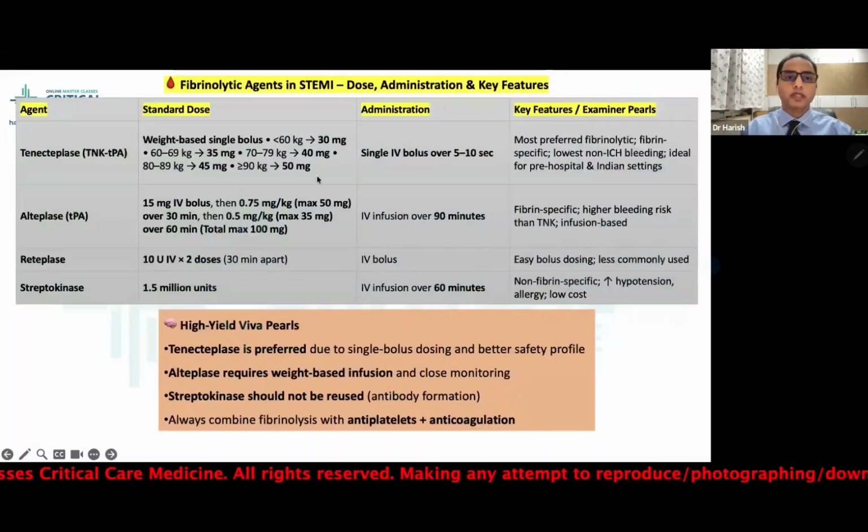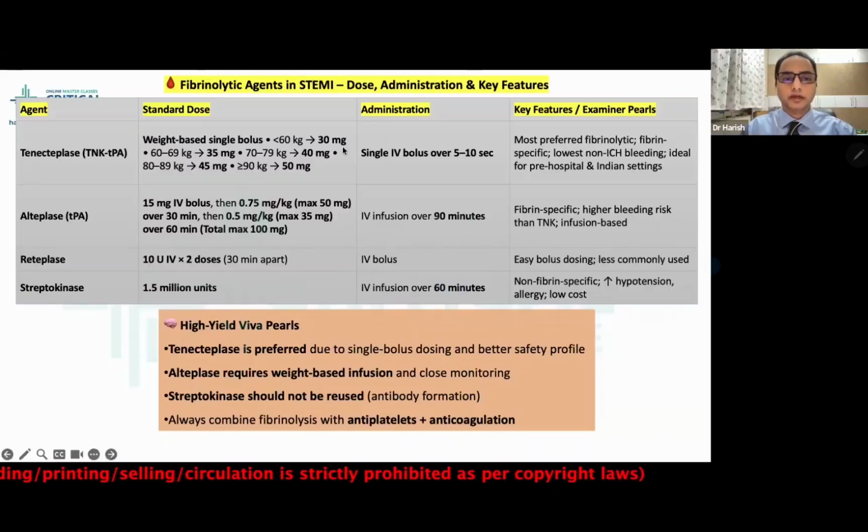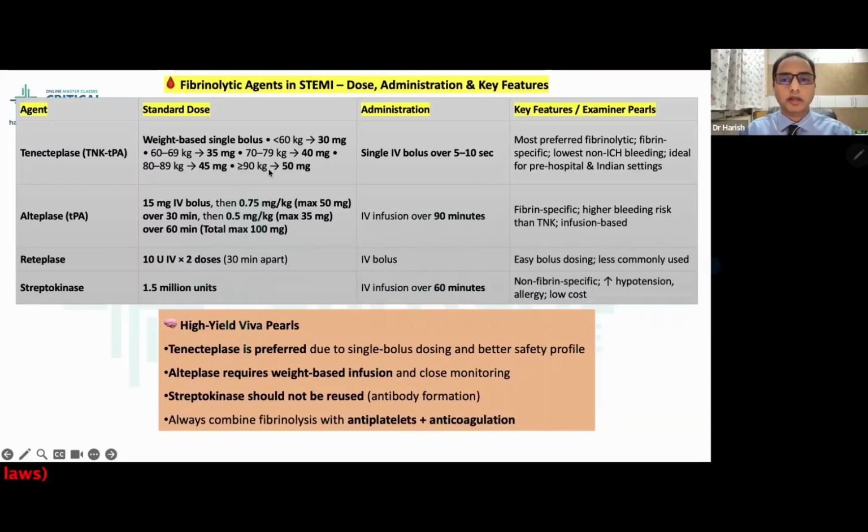Okay, so these are the therapeutic options for thrombolytic agents, their dosage, administration, and key features. We have tenecteplase. It is a weight-based single bolus, that is one of the advantages. Less than 60 kg, 30 milligram; 60 to 70 kg, 35 milligram; 70 to 80 kg, 40 milligram; 80 to 90 kg, 45 milligram; more than or equal to 90 kg, 50 milligram. Single IV bolus over 5 to 10 seconds. Very fantastic. The most preferred thrombolytic agent is tenecteplase, which is fibrin specific, with the lowest non-intracranial hemorrhage bleeding risk, ideal for pre-hospital use or even in the Indian setting.